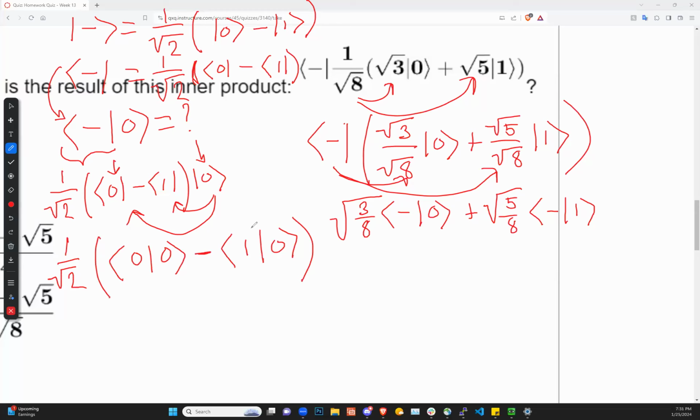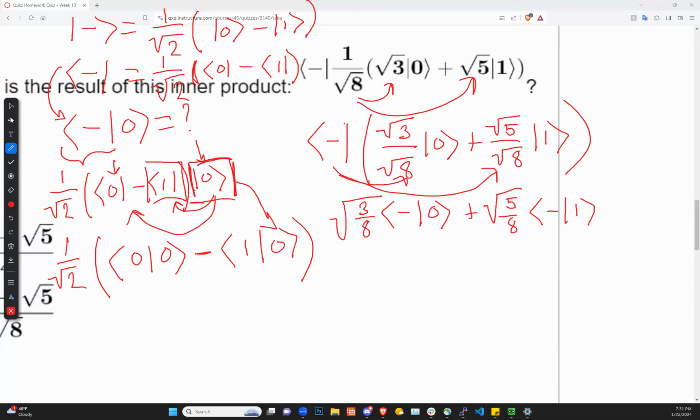So how did I know what order to put the 1 and the 0? Well, the 1 started on the left, so it should stay on the left. And the 0 started on the right, so it should stay on the right. That's how I remember it. We can't just switch things around unless they're numbers. But bras and kets are not numbers. So we can't just switch their order around however we want.